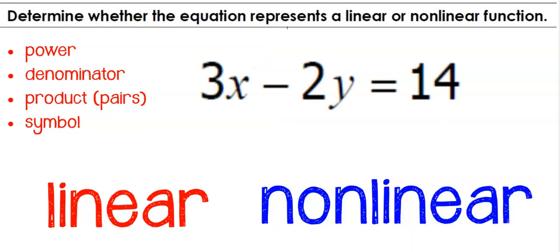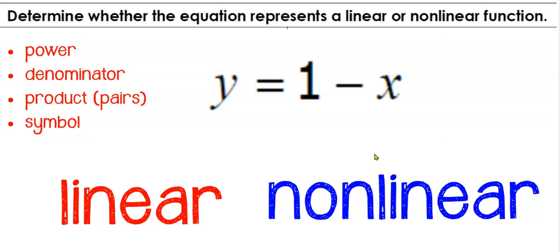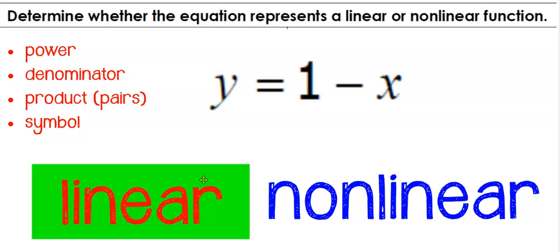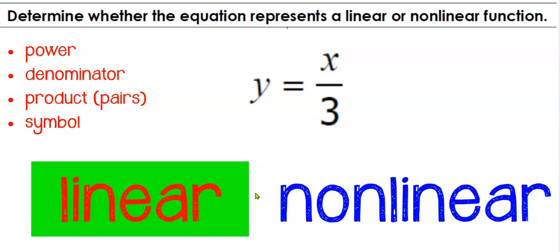Let's take a look at another question. Is this linear? Yes, it's linear, because it could be written in y equals mx plus b form. And I know that it can be because it doesn't break any of these 4 rules. Next question. Is this linear? Yes. Why? It can be written in y equals mx plus b form. Last one. Is this one linear? Yes. Why? It can be written in y equals mx plus b form.